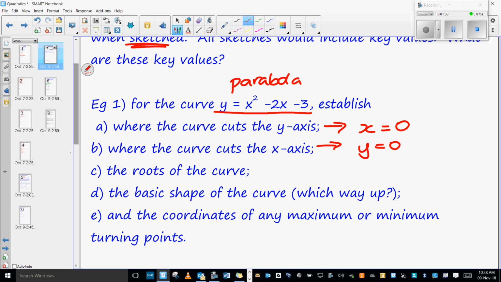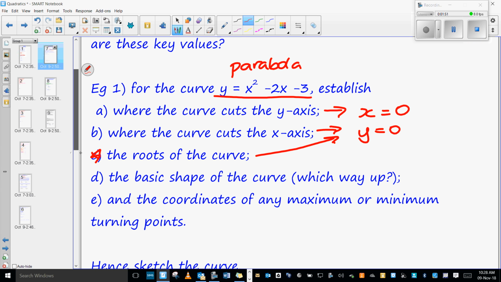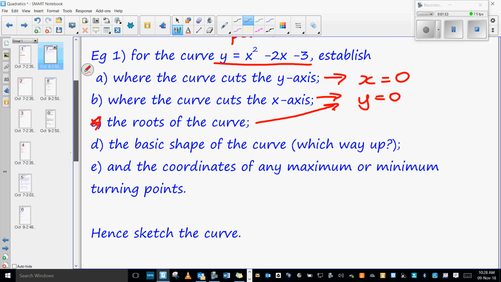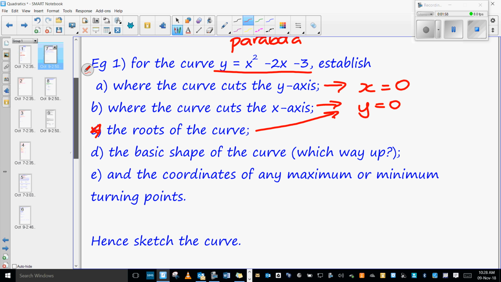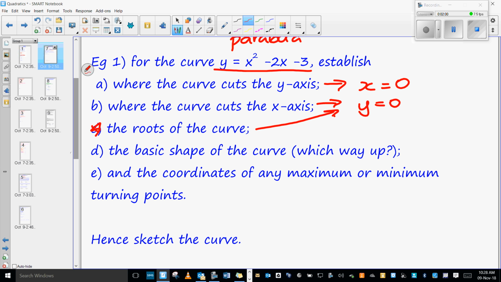We're going to do this in a second. I'm just going to briefly go through these. The roots of the curve, that's this. Basically, the roots are where it crosses the x-axis. Then the basic shape of the curve: is it positively happy or negatively sad? And the coordinates of any maximum or minimum turning points.